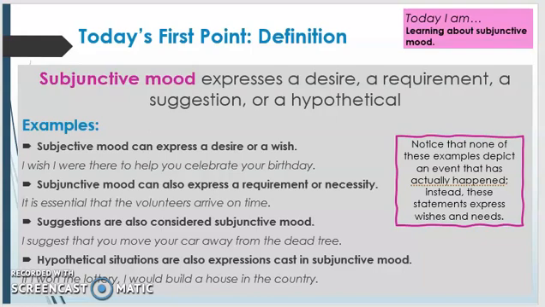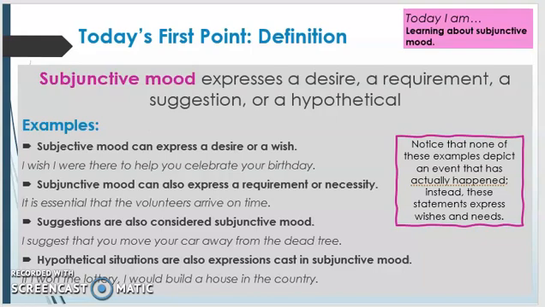Or it can also express a requirement or a necessity. It is essential that the volunteers arrive on time. Suggestions are also considered subjunctive mood. I suggest that you move your car away from the dead tree. And hypothetical situations are also expressions cast in that subjunctive mood. If I won the lottery, I would build a house in the country.